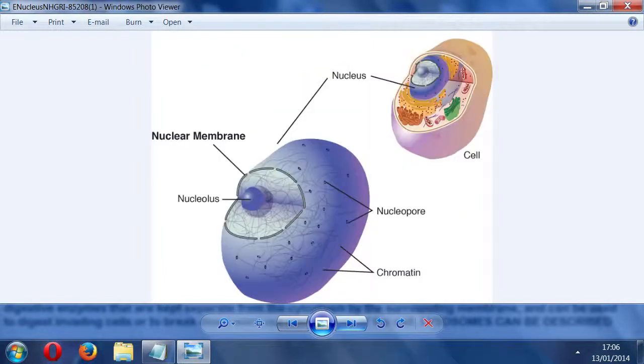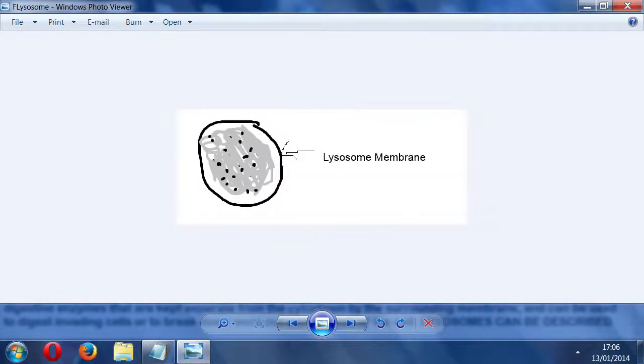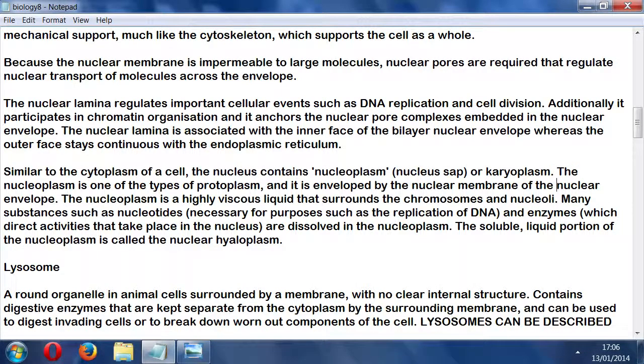Do we have any more on that? Oh yeah, we've got this one as well. So again, looking at the nucleus, we've got the nucleolus there, nuclear pores, chromatin, same sort of stuff. And then we're going to be on to the lysosome. So let's talk about that.